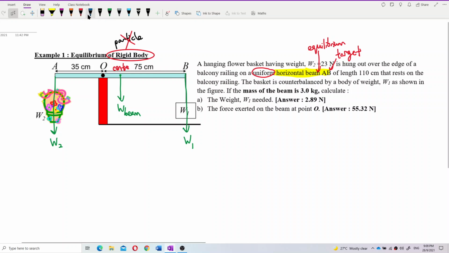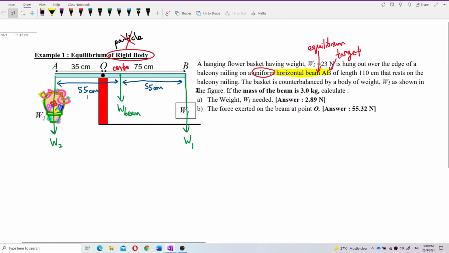So we can say what? We can say from here to here is how long? From here to here, 110 divided by 2, you get 55 cm. 55 cm here, 55 cm here also. Understand? Because the weight of the beam is at the center. Now, okay, this whole beam is in equilibrium because it's a counterbalance.